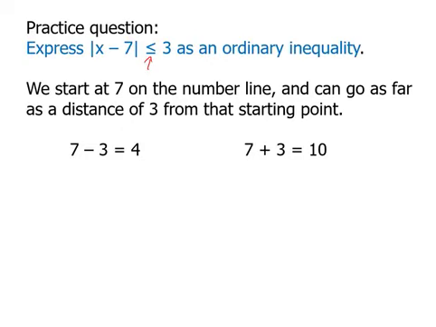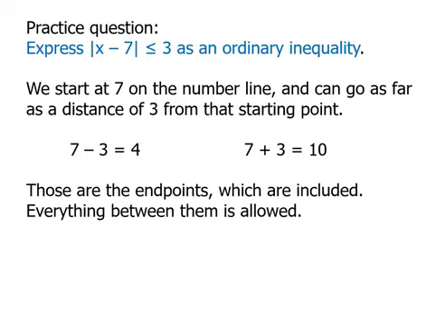And so it would be everything from 4 to 10. Everything is allowed from 4 up to 10. So that would be 4 less than or equal to x less than or equal to 10. So that is an expression of this absolute value inequality as an ordinary inequality. Those two express exactly the same information.